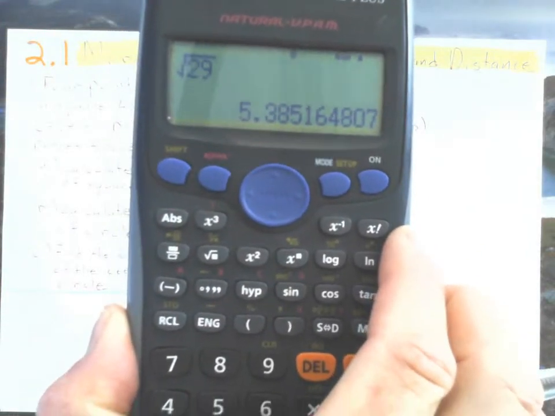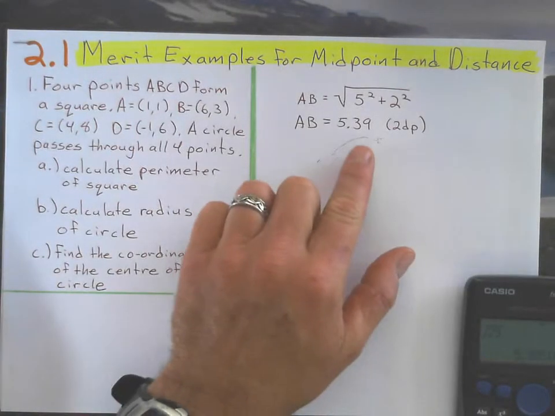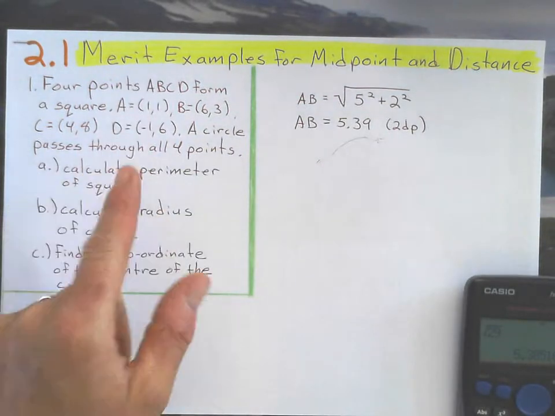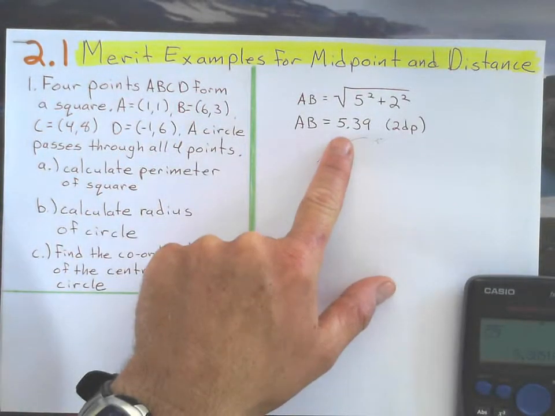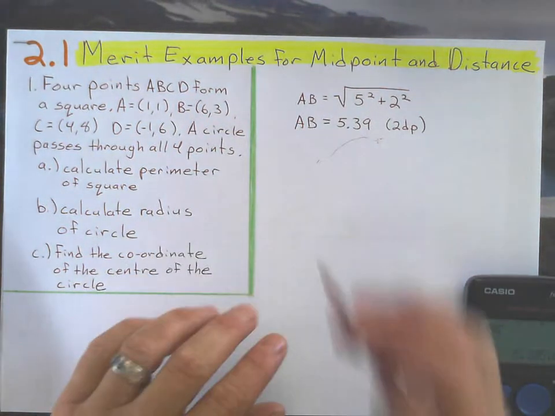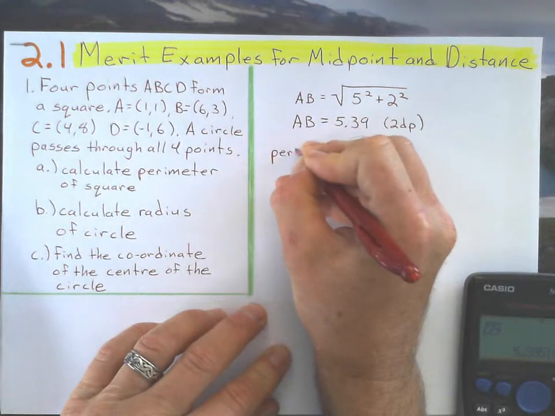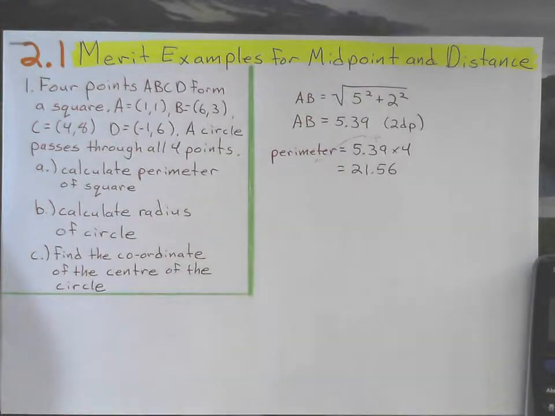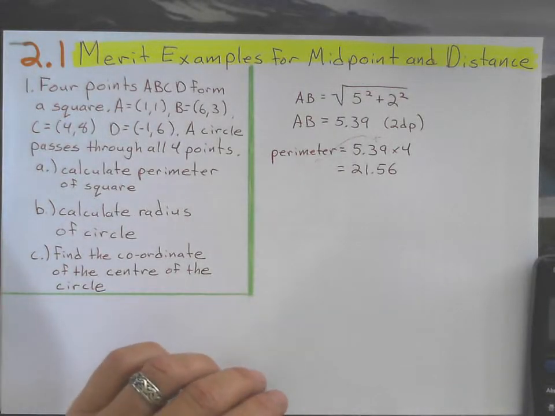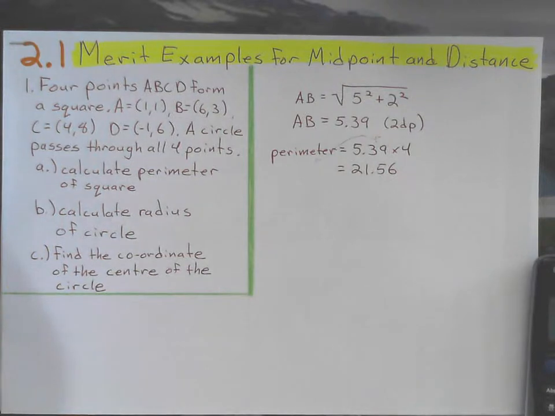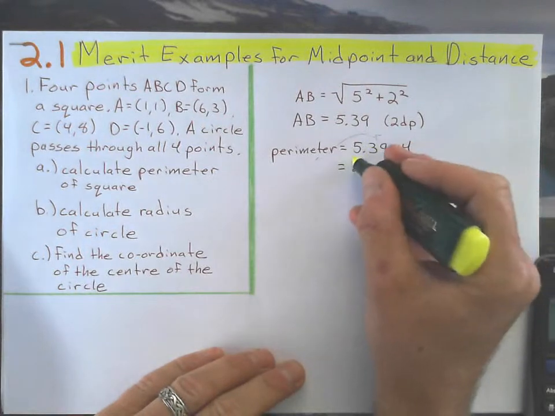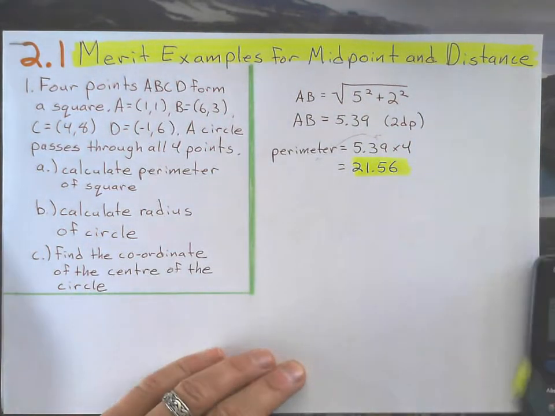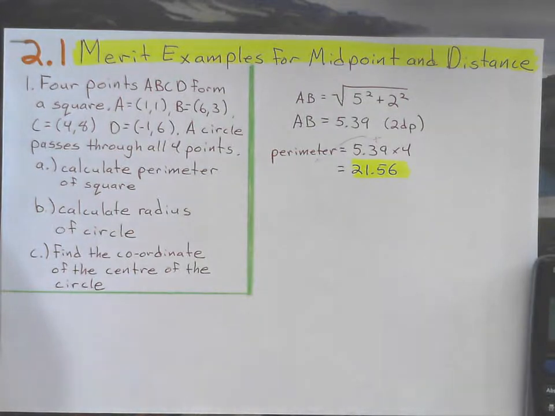that on the calculator. Again, I'm leaving units out in this problem, unless it states in the problem, which it doesn't. So 5.39 just means 5.39 of the units on the graph. So the perimeter (21.56) is what I get. Let's highlight that one because that's our final answer for that question. Okay, label that part A.